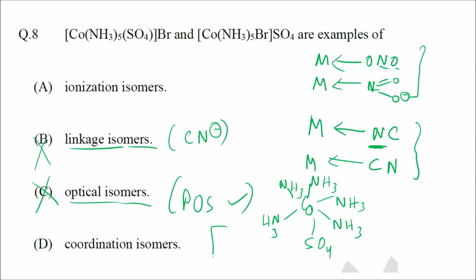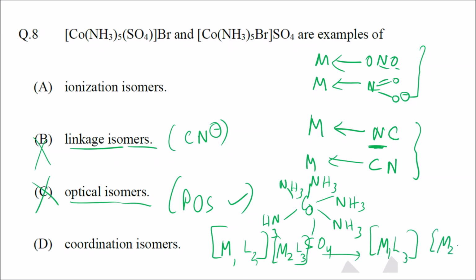Coordination isomer is possible when there are two coordination complexes like this, and the ligands are exchanged between the two coordination complexes. There will be two metal ions, M1, M2, and then there will be certain ligands, L2 and let's say L3. The ligands exchange takes place. So M1 will become M1 L3 and this will become M2 L1, like this. The ligands are exchanged. Sorry, here it will be L2. Then it is coordination isomerism.